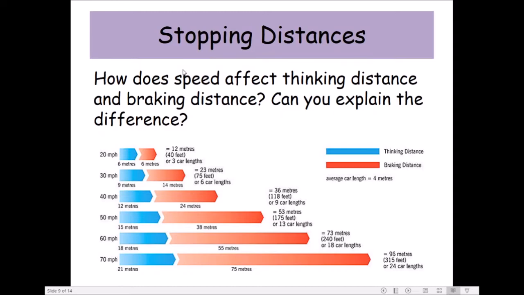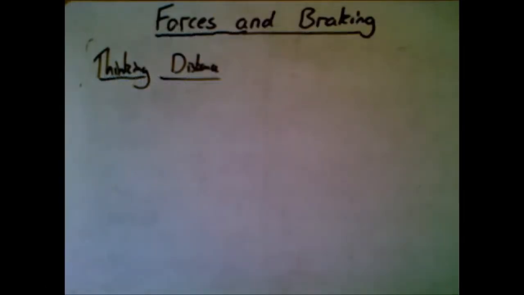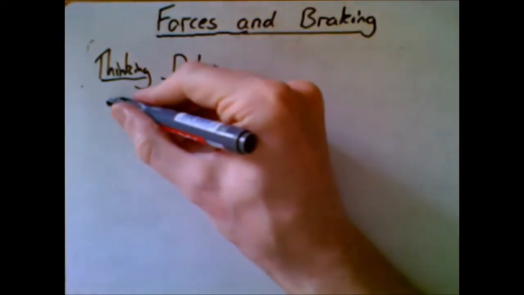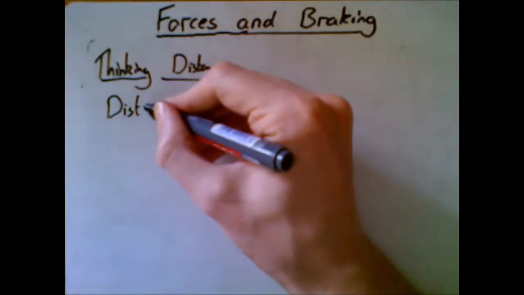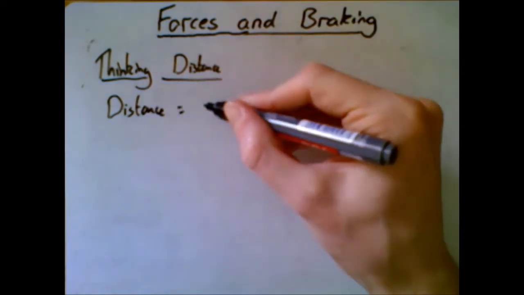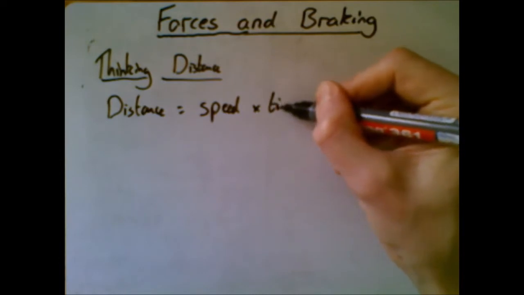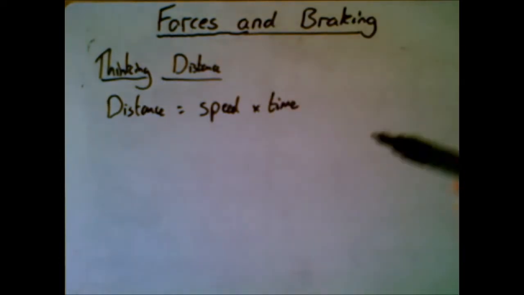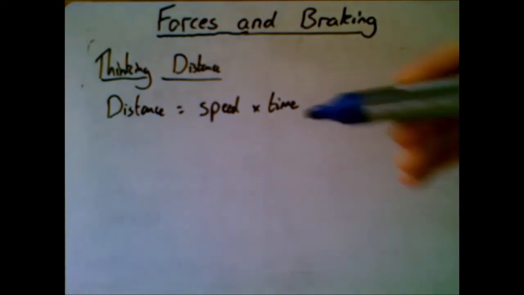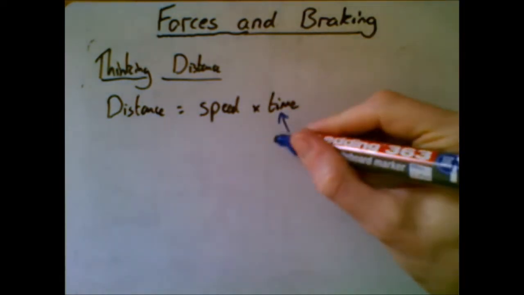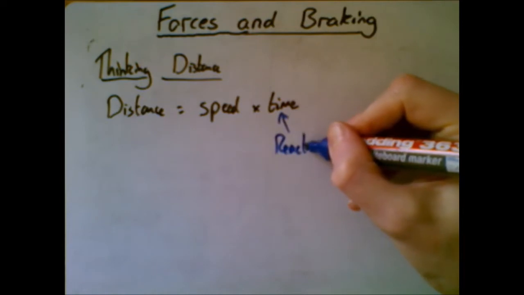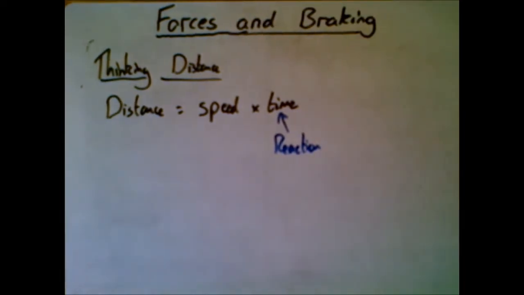Let's go back to actually what we mean by thinking distance. So thinking distance is the distance travelled during the driver's reaction time. And so that distance is just going to be equal to the speed times the time. That's a rearrangement, look, of speed is distance over time, so distance equals speed times time. Now, this time, that's going to be the reaction time, isn't it? That's how quickly the driver reacts.